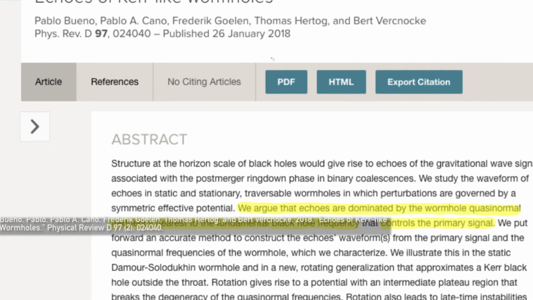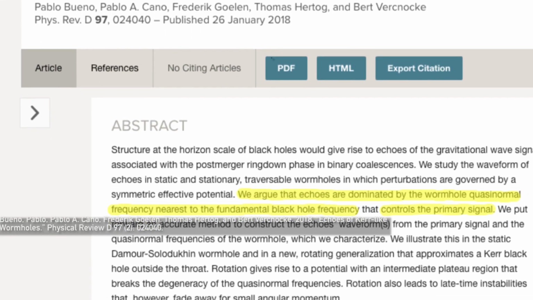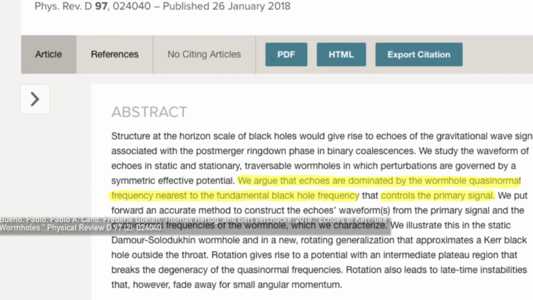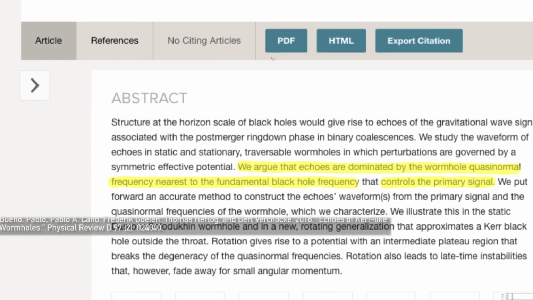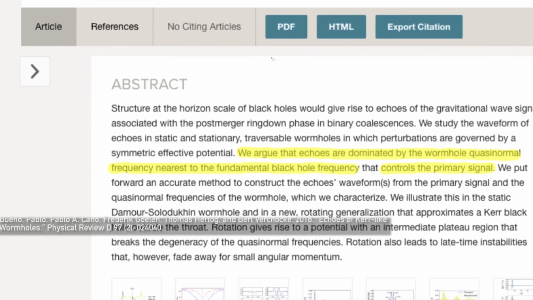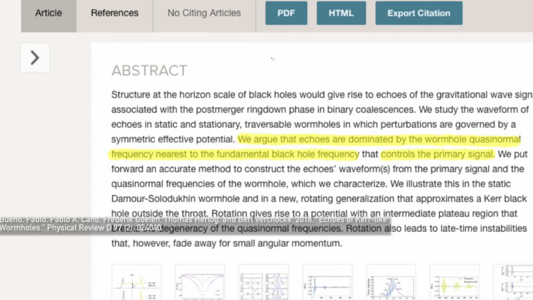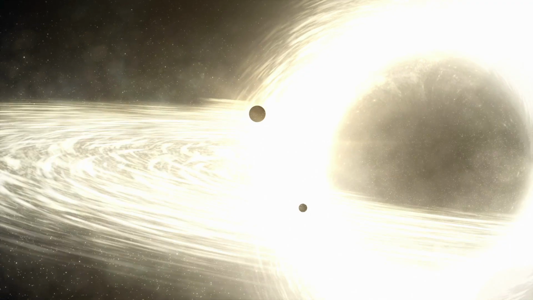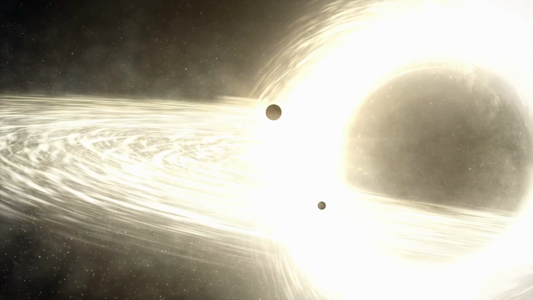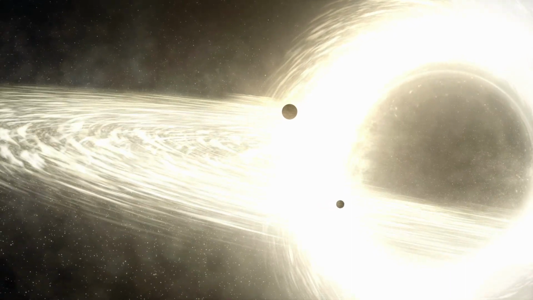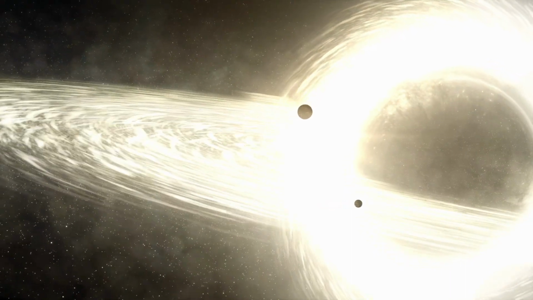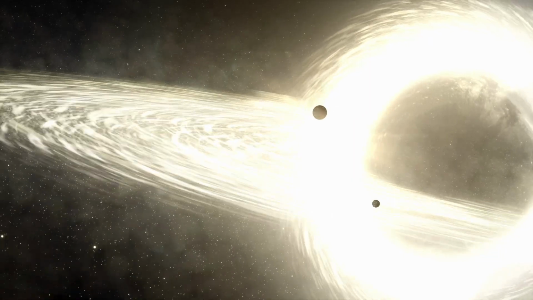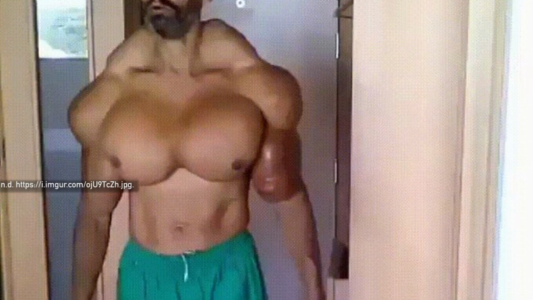This idea was published in Physical Review D in January 2018, and it hinges on the notion that wormholes, unlike black holes, would not possess an event horizon. Now, of course, the event horizon is a region of space-time beyond which nothing can escape the gravitational pull of the black hole. Not light, not matter, not even this guy with his definitely real and totally sweet muscle mass.